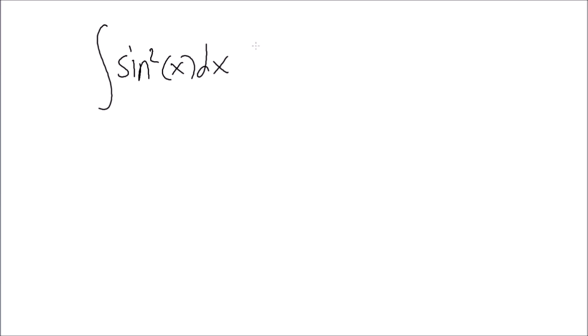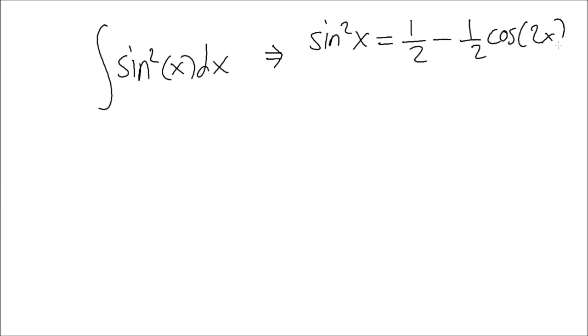So this one's a little tricky, right? You would think you can do u equals sine x, but then you don't have cosine here, right? There's no cosine to leave out. So in this case, we have to use a trig identity, and that is sine square is equal to 1/2 minus a half cosine of 2x.